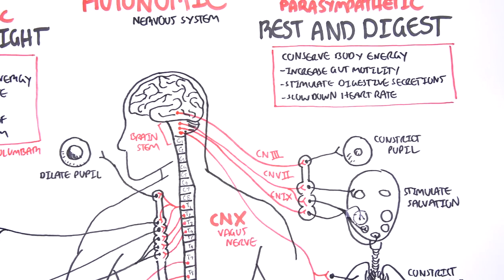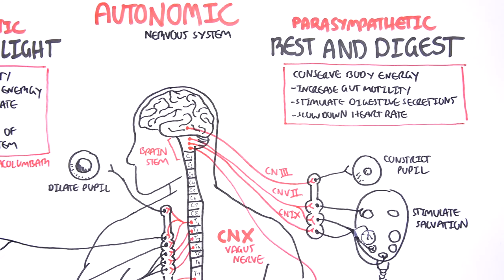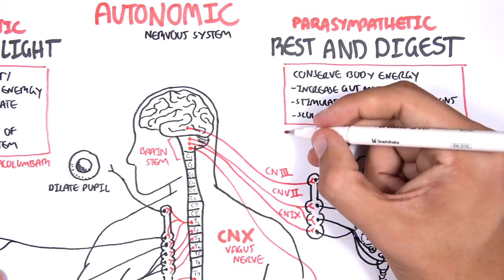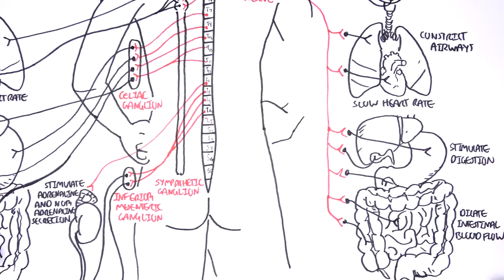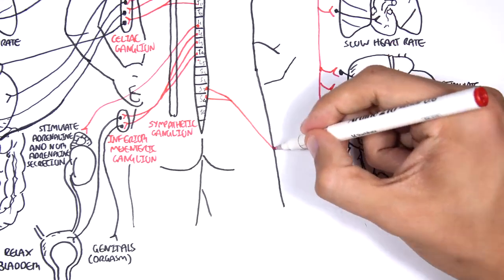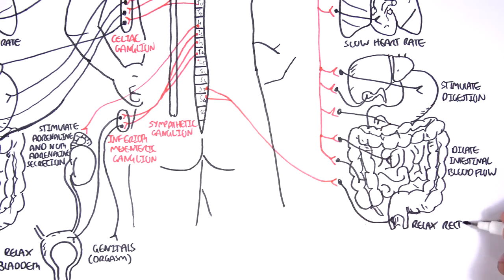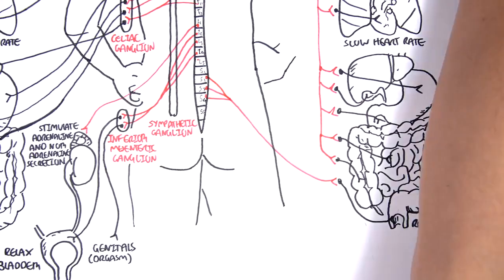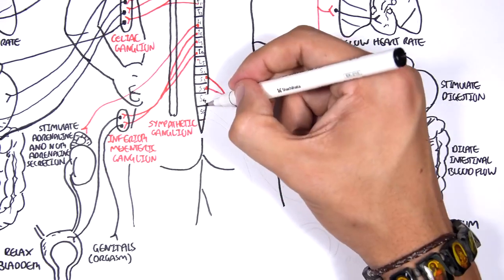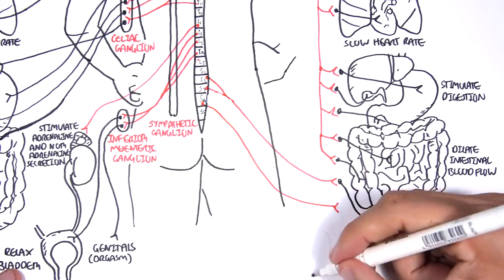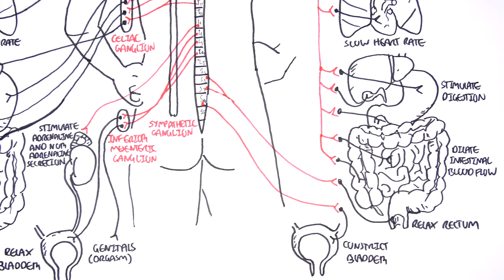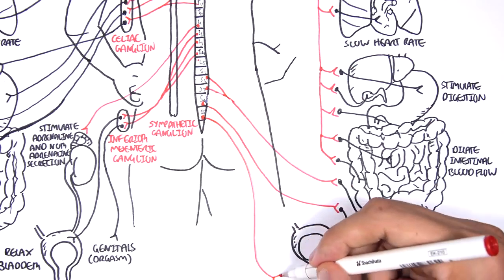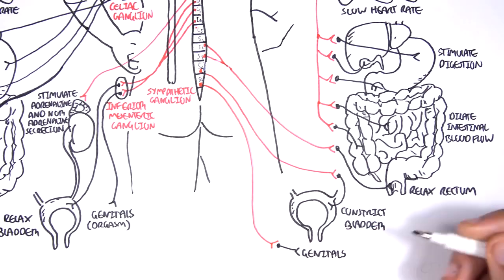We should have said this earlier: the parasympathetic neurons arise from either the brainstem or the sacral region of the spinal cord. The nerves arising from the sacral region will target the rectum, causing it to relax. There are also nerves that will target the bladder, causing it to constrict, so initiating micturition, peeing. As well as nerves that will target the genitals from the sacral segment.